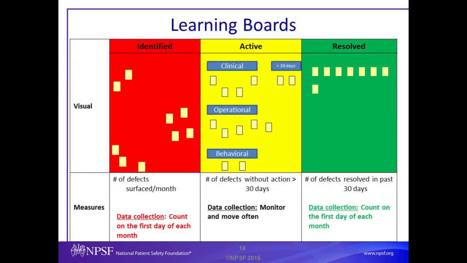With a learning board, when someone has a report or concern, it's put up in red. As the problem is worked on and people begin to think of solutions, we move to yellow. When each issue is resolved, it's moved over to the green part of the board.